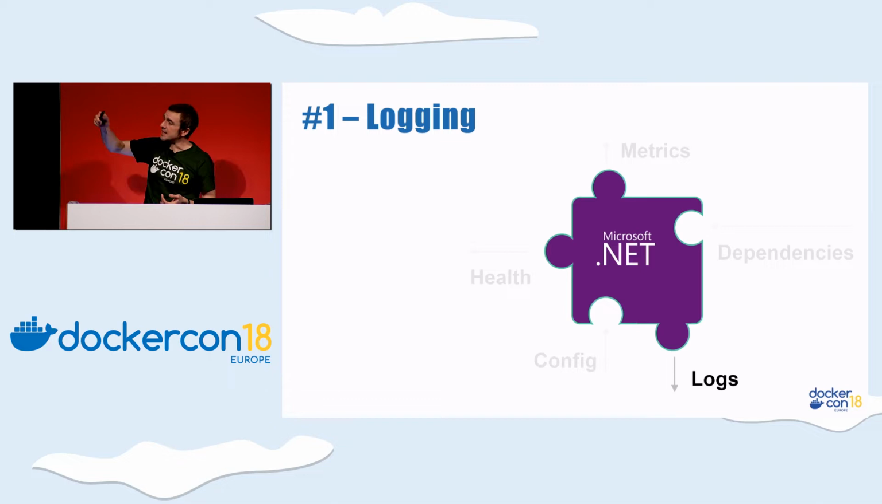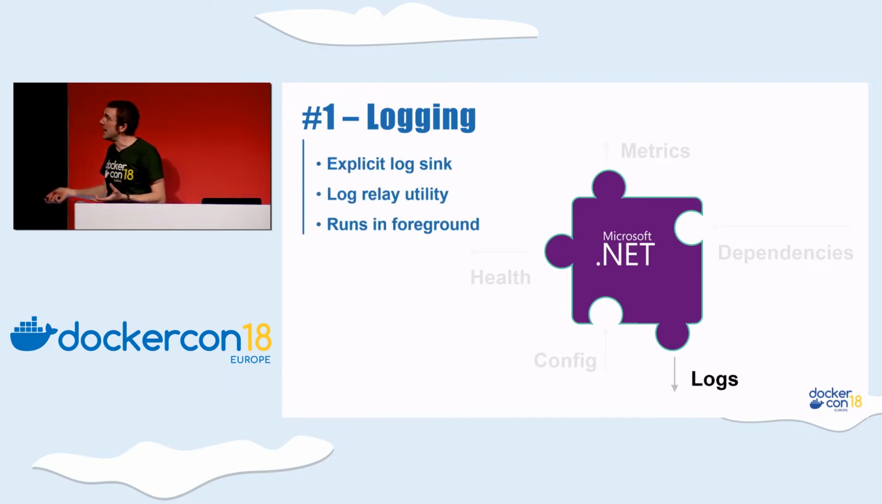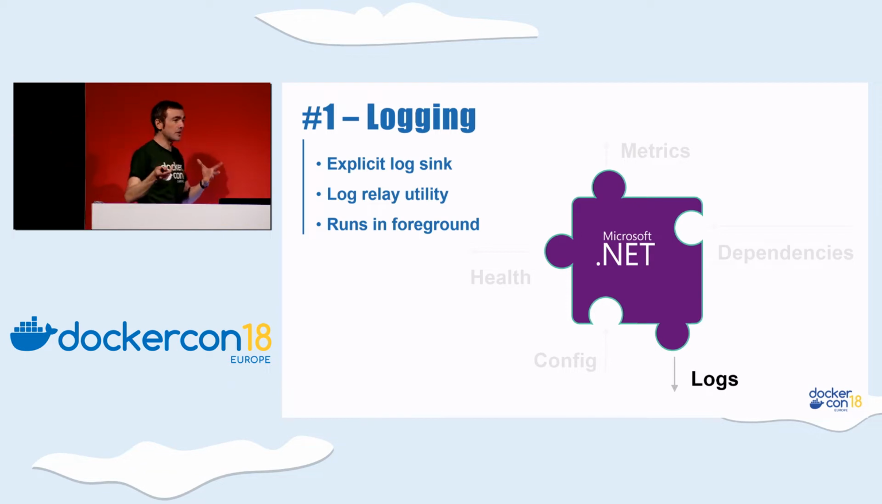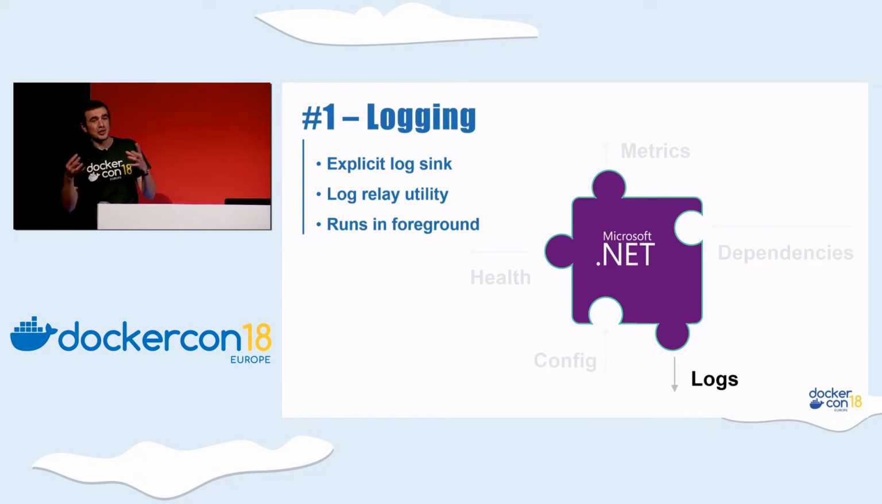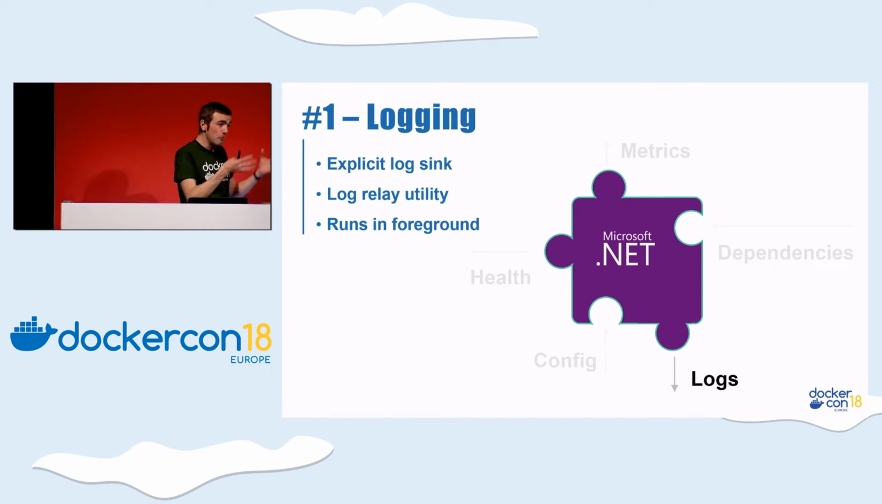To get those out into Docker, what we need to do in this first pattern is we need to know exactly where the logs are being written. So we need to know what the log sink is and where it is. And then we need to package a little utility alongside our application. And that utility is just going to relay logs from the place where it knows they are into the console. And then the startup of your container will be that utility.